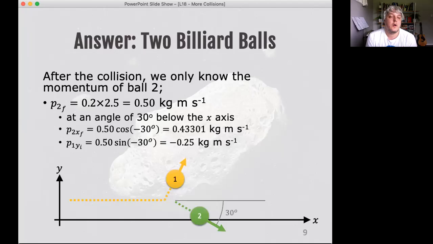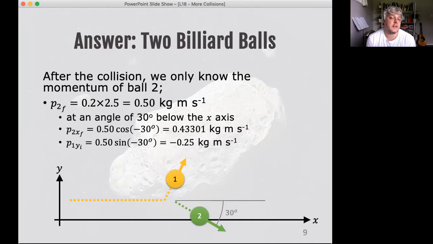After the collision, all we know is that the speed of ball 2 is 2.5 meters per second at an angle of 30 degrees below our x-axis. I can say below our x-axis now because we've defined that. So below our x-axis. That means that we know the momentum of ball 2. So the total momentum is 0.2 times 0.25, the mass of ball 2 times the speed of ball 2, which is 0.5 kilogram meters per second. That's the magnitude. The direction is still the same, 30 degrees below the x-axis, same direction as the velocity had.